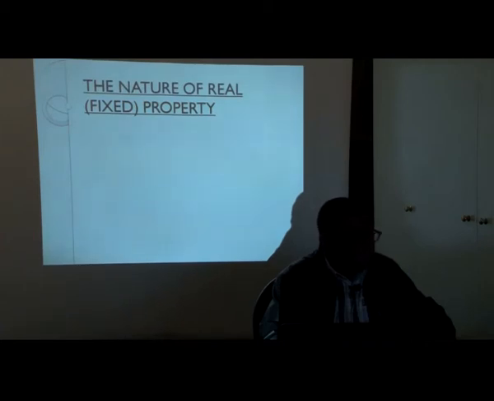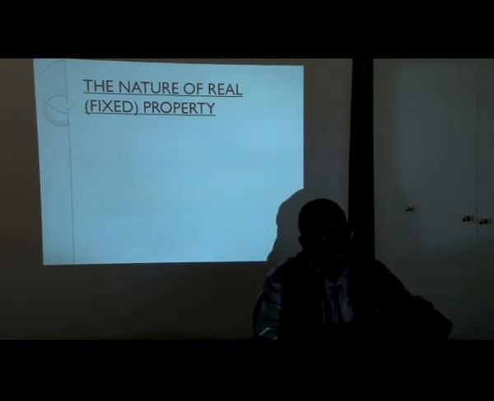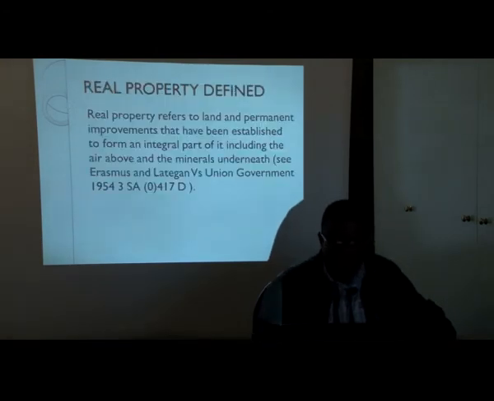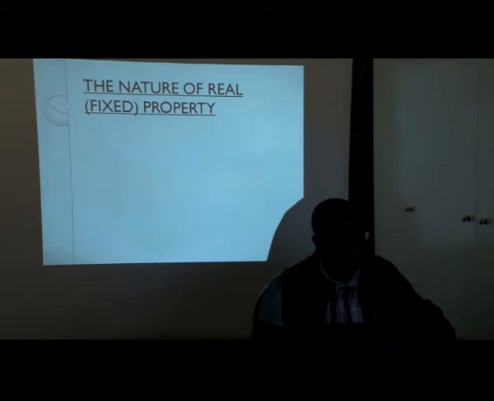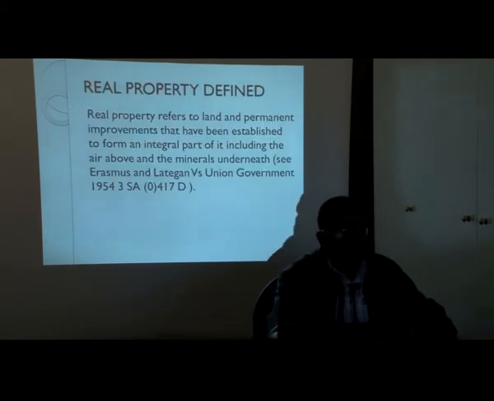Basically, we always start this subject by defining the commodity. So like we are saying, as a real estate graduate, you are going to be dealing with real property or fixed property. That's the reason why that topic becomes important. You need to know exactly the nature of fixed property, how you define fixed property.